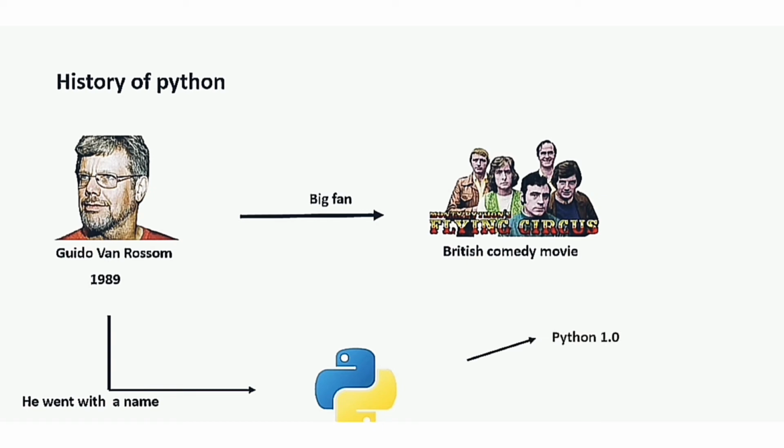Python has multiple versions like Python 1.0, Python 2.0, Python 3.0, and also progressive versions are available.